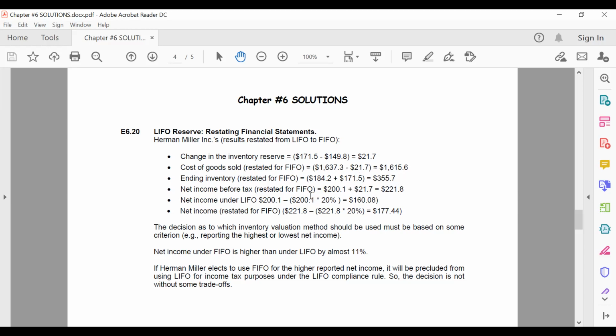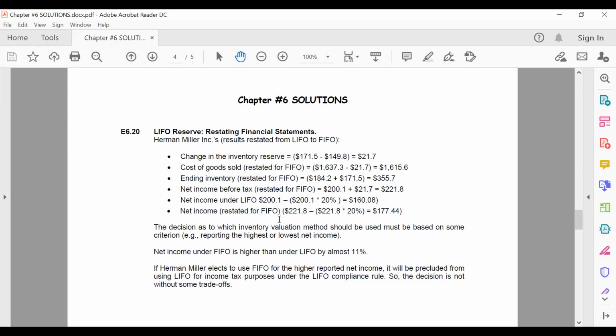And the net income restated for FIFO. Okay, so here was my net income under LIFO. And I've got to add that. This is before tax, so I just have to add in the change in the inventory reserve. So the net income before tax restated for FIFO is 221.8. And now the net income under LIFO. So if this is the net income pre-tax for LIFO, then I need to figure out what the tax was, and the tax was 20%. So there's my net income under LIFO.